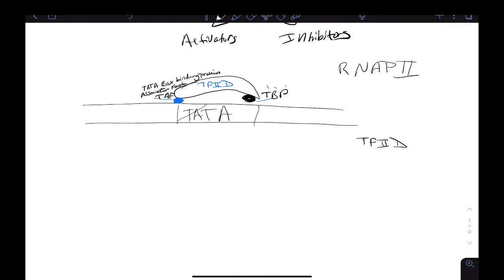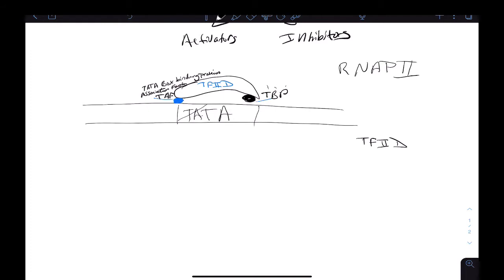So now what happens over here? What do these guys do? What does this TF2D do? As I said before, this transcription factor 2D is the first protein that will actually recognize the TATA box, and it can easily bind to it. The other thing that it does is that it causes a slight bend in this DNA.